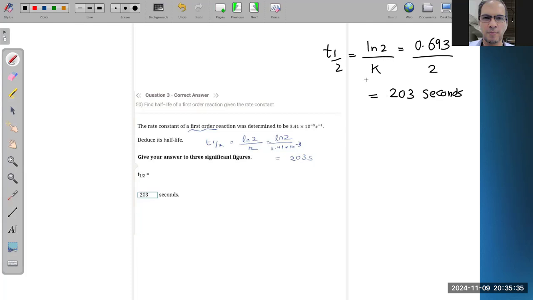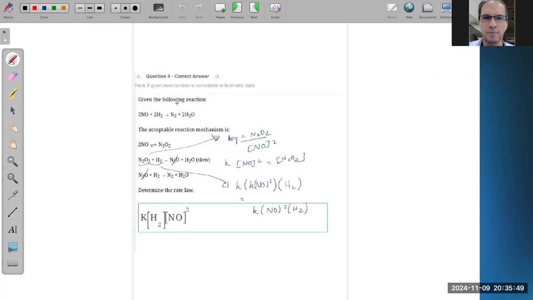For the half-life of each order, how do I know the rate and the integrated law for each one? How do I know the half-life of this one? And the graphs. Three things I have to memorize: the graph, the half-life, and the integrated law equation. So next one: given the following reactions, the acceptable reaction mechanism is.